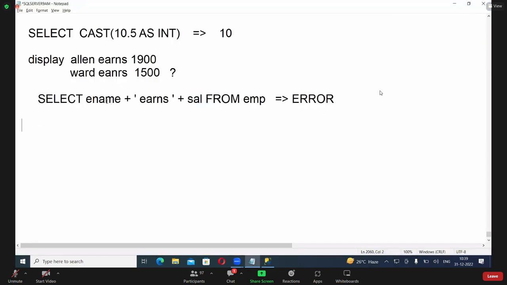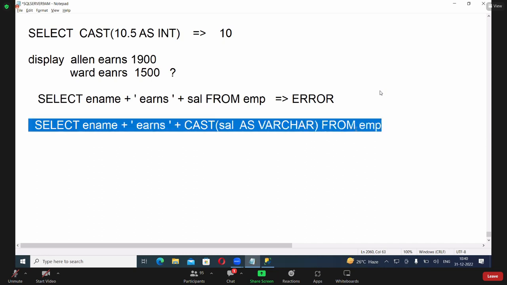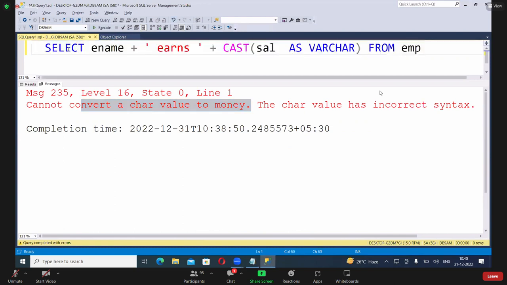Then if you want to do this concatenation, what do you have to do? Convert salary to character type. How to convert salary to character type? By using the cast function. So cast salary as varchar. Now salary is converted to character type. After this, now it will work.